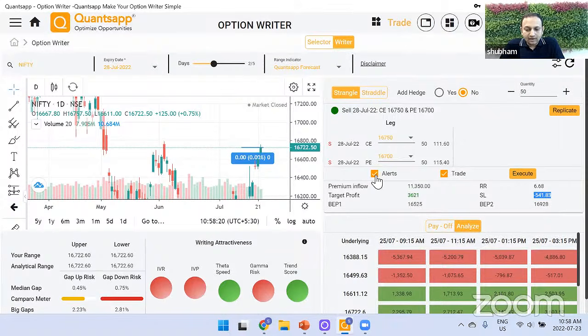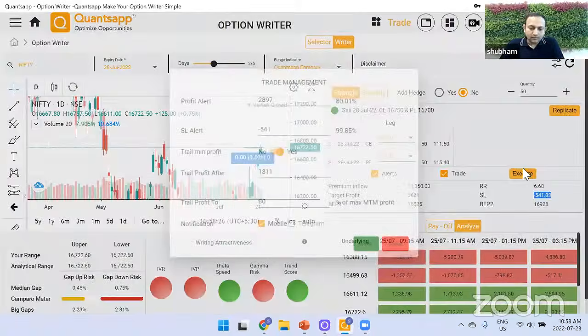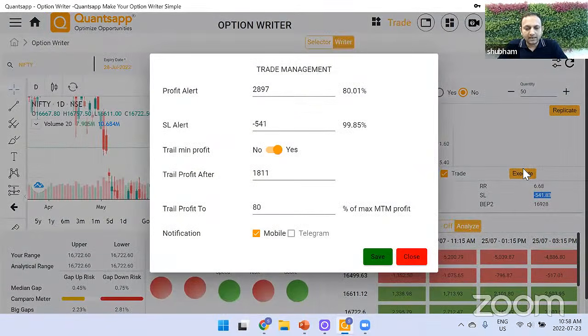So if I click, we can see that by default, alerts is ticked, and trade is ticked. If I click on execute, it opens an alert panel only because I ticked alert. It is showing me how the trade management should be: if I'm writing options, I should not wait for the complete profit to come in. If 80% of the profit comes in, then ideally we should book our profit, and 80% will be 2,897 in this case for intraday writing.